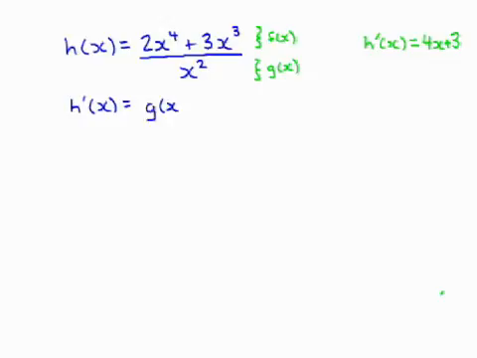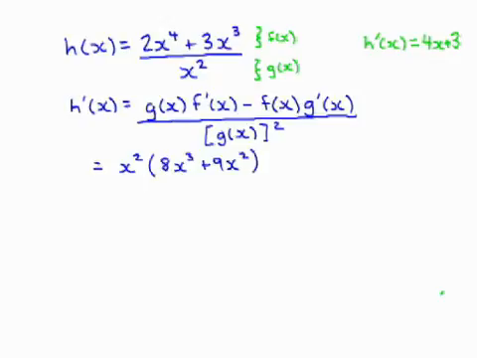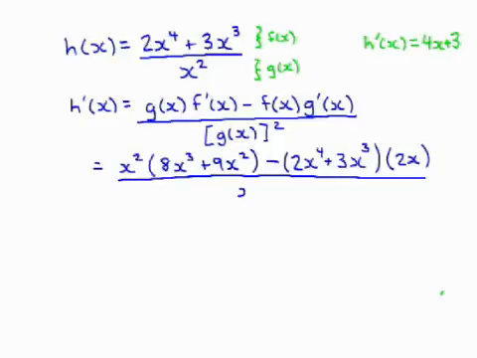H prime of x is equal to g of x times f prime of x minus f of x times g prime of x, all divided by g of x squared. We start by filling in g of x, which is x squared. Then we work out f prime of x, which is 8x cubed plus 9x squared. From that we subtract f of x, which is 2x to the fourth plus 3x cubed, and then we multiply that by g prime of x, which is 2x. And then all of that is divided by g of x squared. So we have x squared being squared.